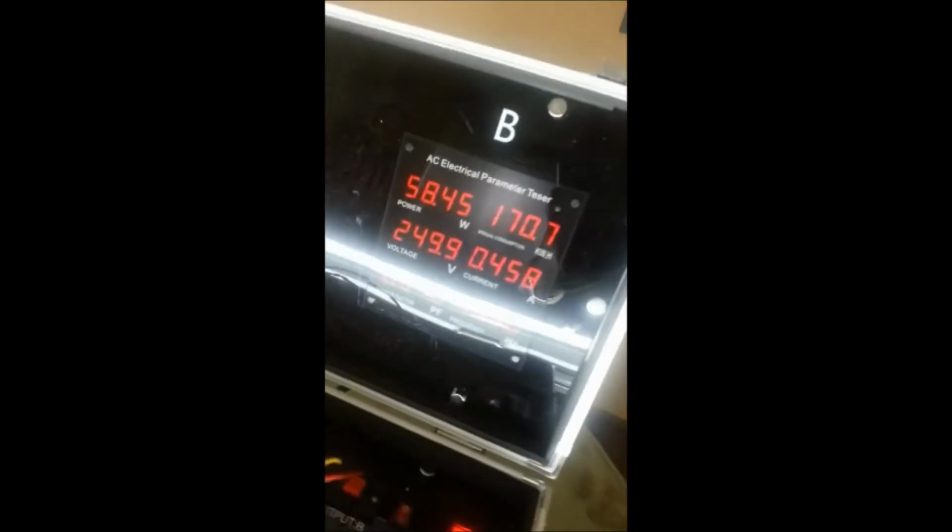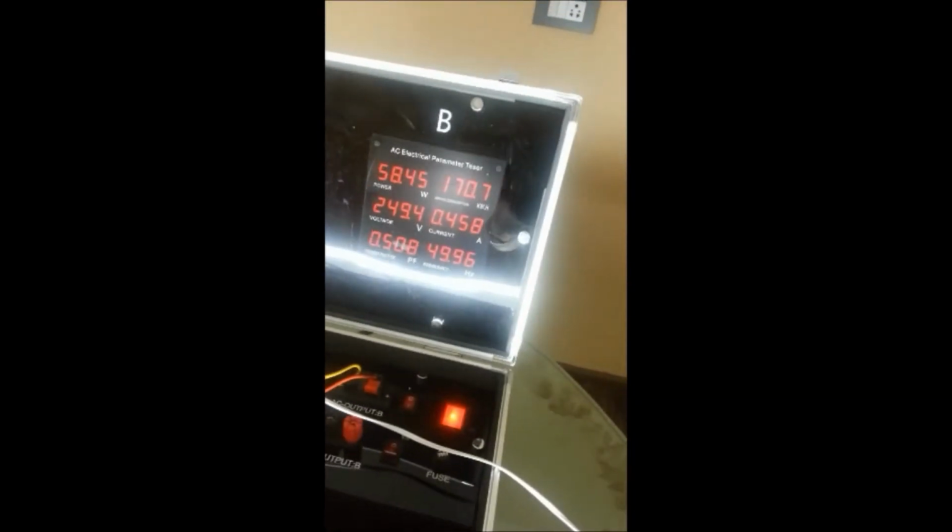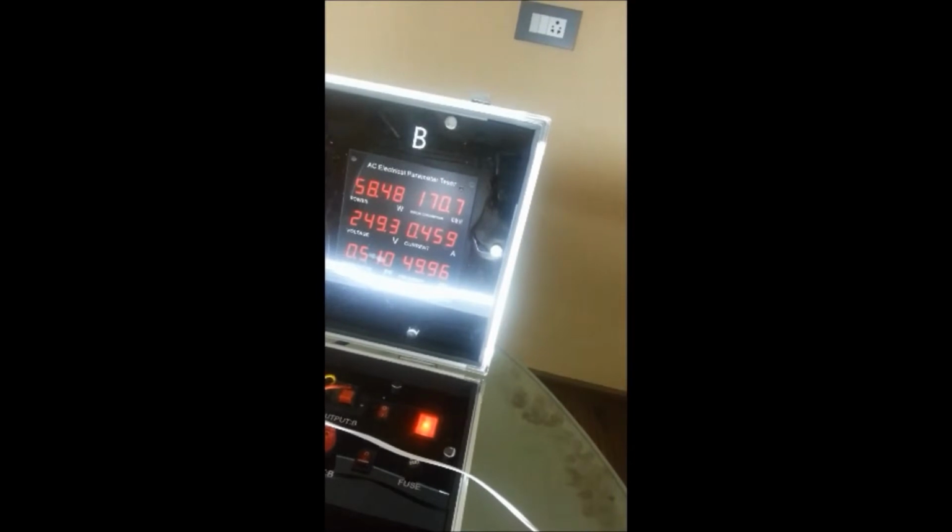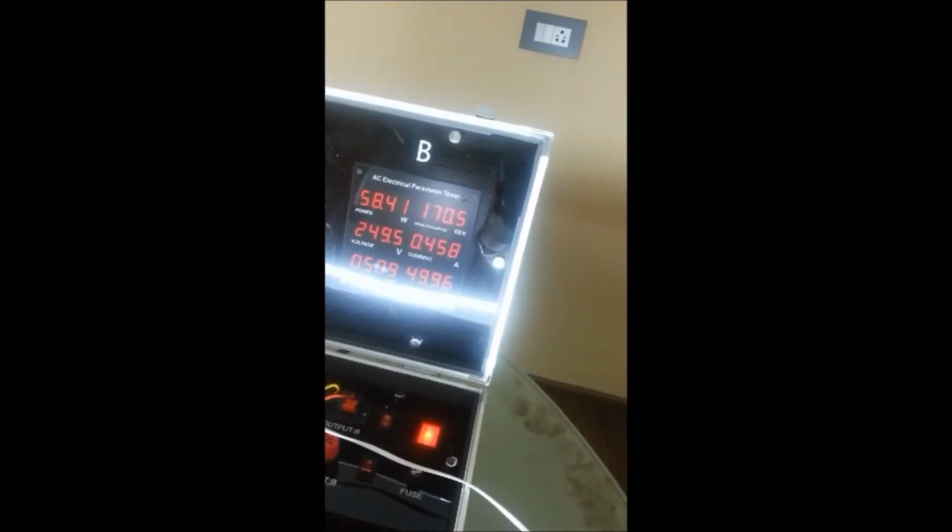normal fluorescent tube light, and you can see the power consumption. It is showing as 58.48 watts. And you can see this tube light. Now we will make it on the LED tube light.